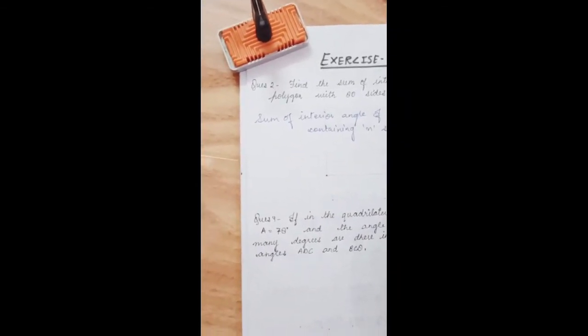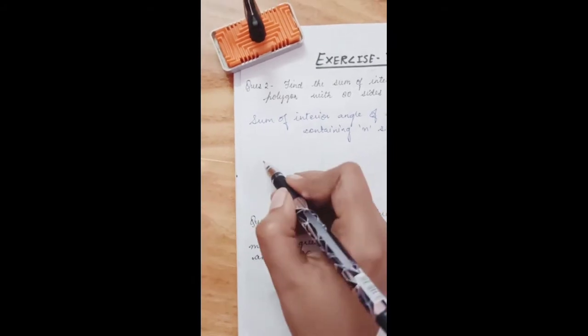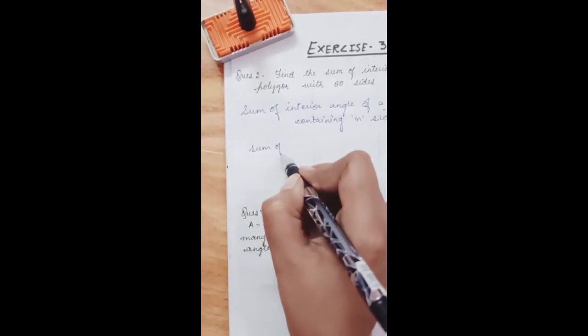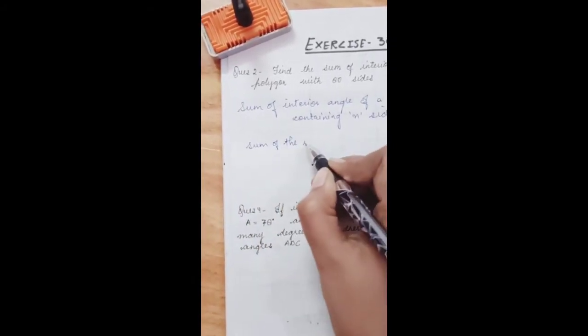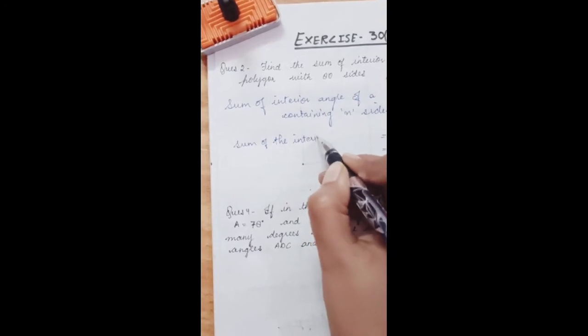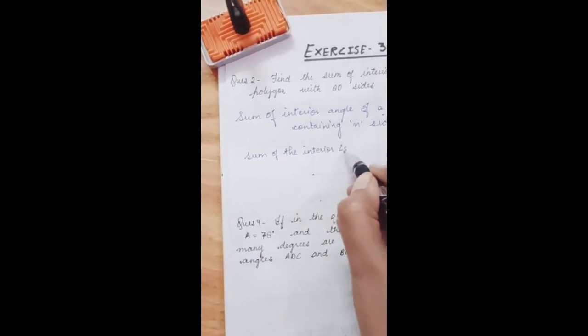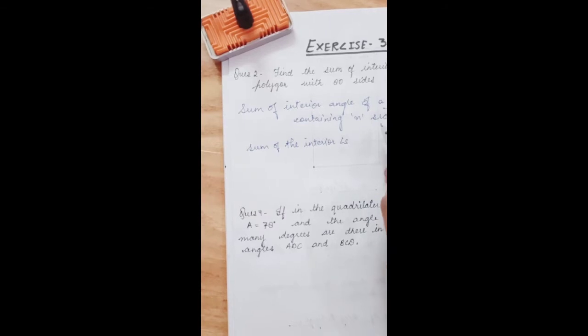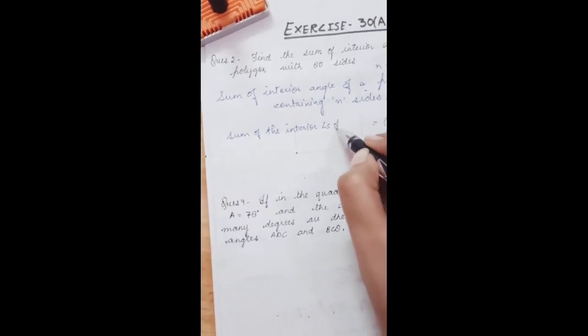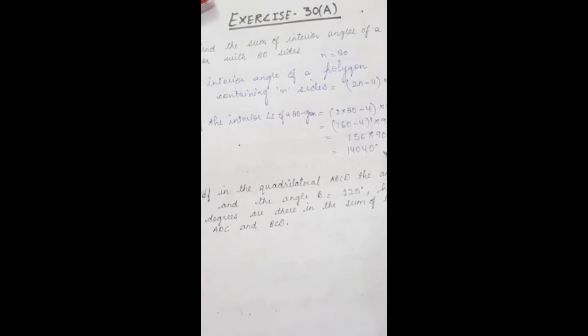So this is the sum of the interior angles of an 80-gon, right? So we write here, the sum of the interior angles of an 80-gon is equal to (2 into 80 minus 4) into 90 degrees. So here we get the answer.